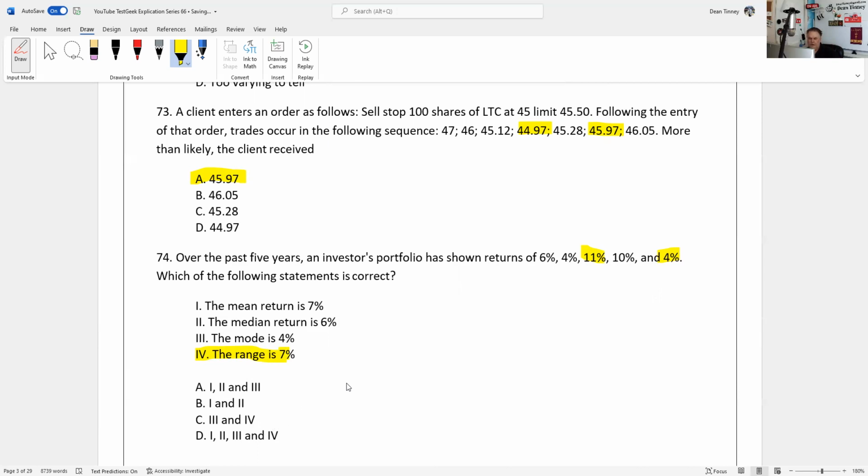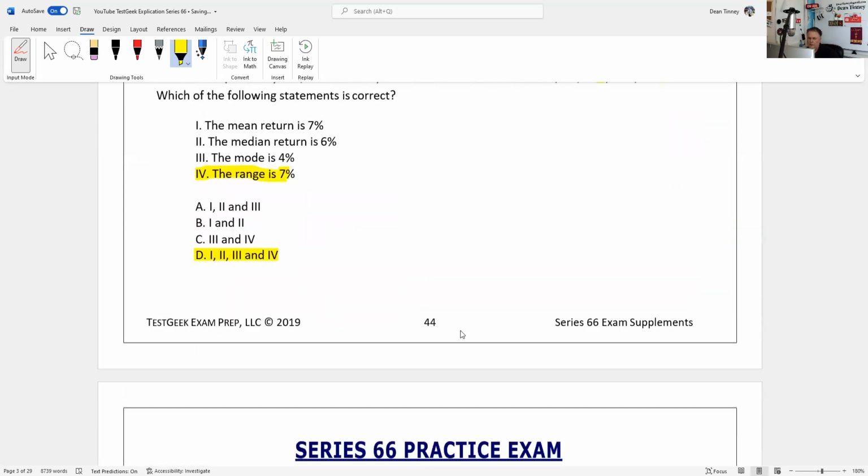I don't need to burn up brain cells on Roman numeral 3 because if I'm taking 4, I've got to take 3. So all I got to do now is look at 1 or 2. The mean return, so in 75, if we add all that up, we're going to get 35 divided by 5. And that means the mean return is going to be 7%. Ding, ding, ding, ding, ding. I have the answer. Brian actually has 2 of these in this exam. I think maybe 1 is what you would see on the actual exam.